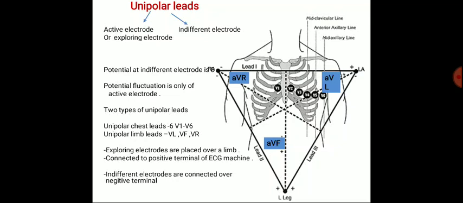Unipolar limb leads are three in number: VL, the left arm, VF, the left foot, and VR, the right arm. Exploring electrodes are placed over a limb and connected to the positive terminal of the ECG machine. Indifferent electrodes are connected to the negative terminal.